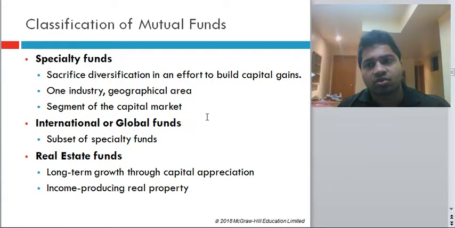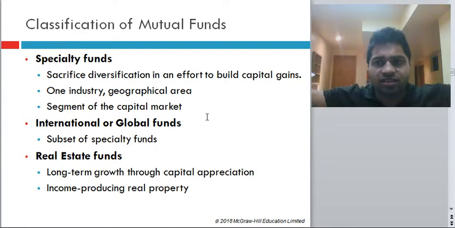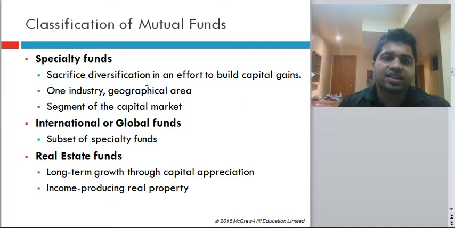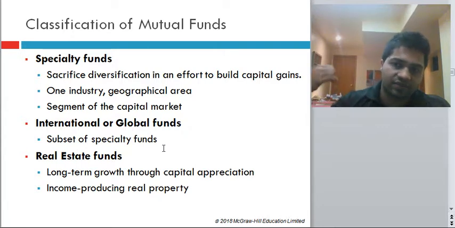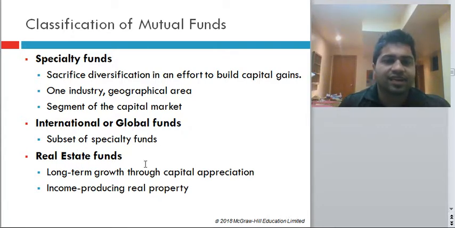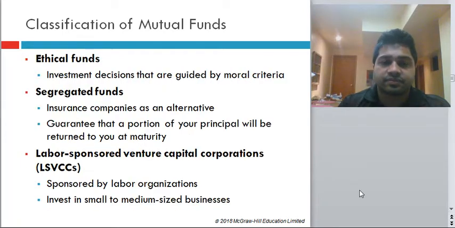Specialty funds. Equity funds generally invest in the overall market, while specialty funds only focus on a particular sector. So they sacrifice diversification in an effort to build capital gains. They generally invest in one industry or a geographical area, a segment of the capital market, not the overall market. International or global funds are a subset of specialty funds, so they invest in international markets. Real estate funds, long-term growth through capital appreciation. They invest in real estate, which is income producing.